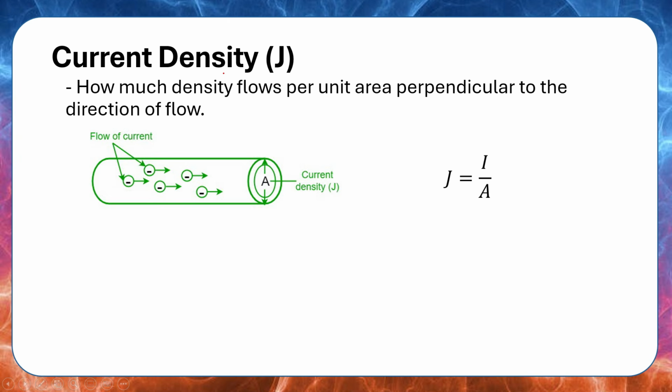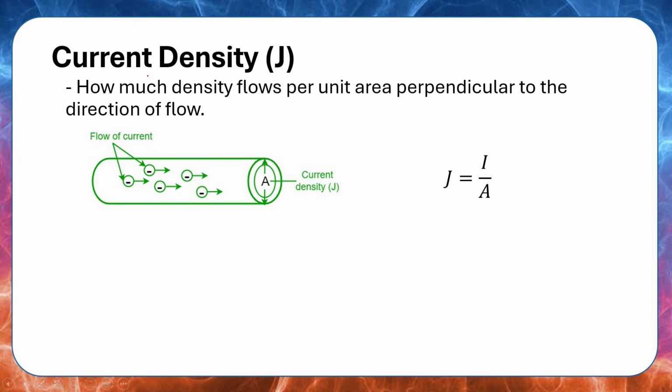Current density. The words might be something new to you, but this is just how much current flows per unit area perpendicular to the direction of the flow. What does it mean? It means how many of these charges pass through this area here, this flat area of a circle. That's why we call this the cross-sectional area. So how many of these charges pass through this area at a time? That is what we call the current density. The formula for the current density is J equals I over A.